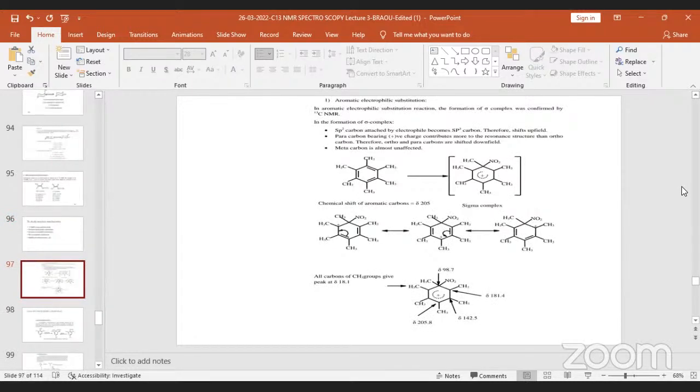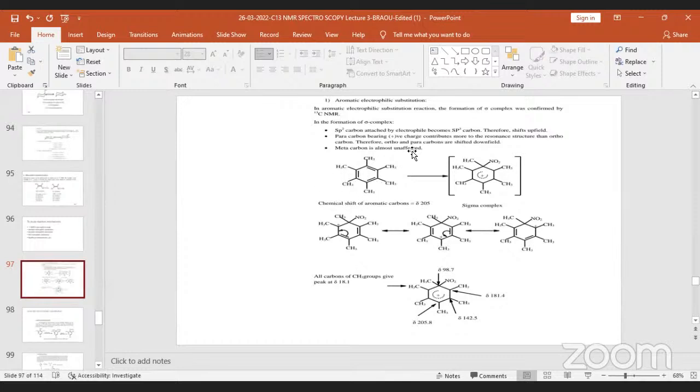In aromatic electrophilic substitution reactions, normally the sigma complex is the proposed intermediate, and the formation of the sigma complex is proved by proton NMR also, and even by C13 NMR also it is proved. For example, take hexamethyl benzene. In hexamethyl benzene, how many types of carbons are there? Only 2 types of carbons. All methyl groups are the same, and all aromatic carbons are the same. So all aromatic carbons give one signal, and the aliphatic CH3 carbons give one signal.